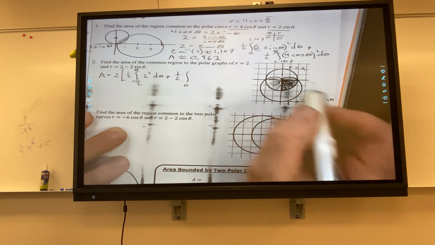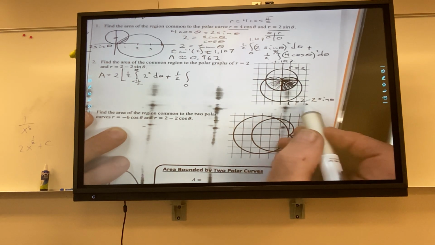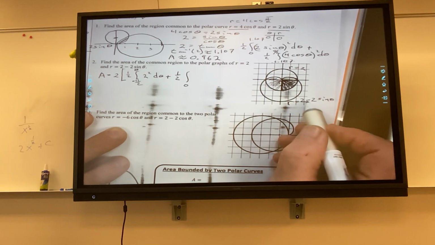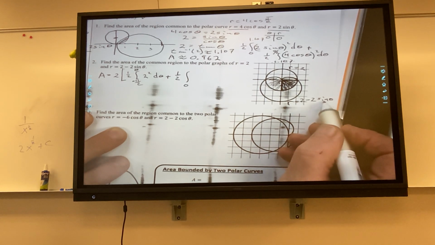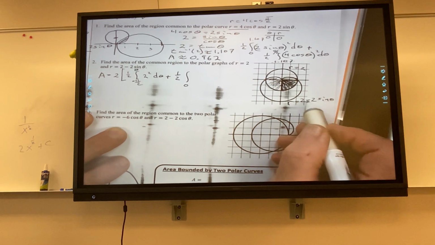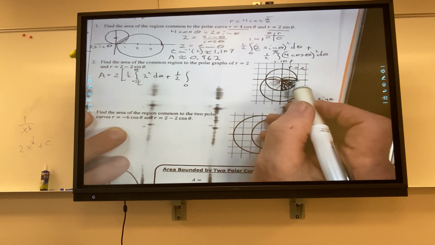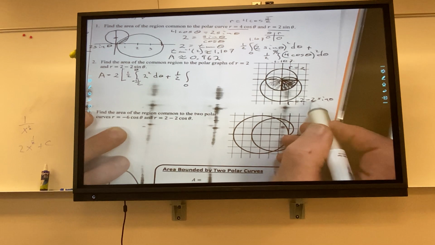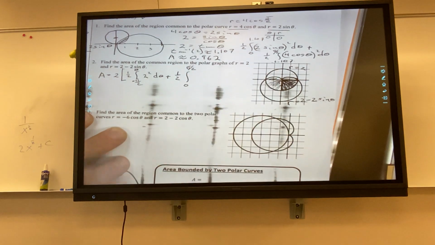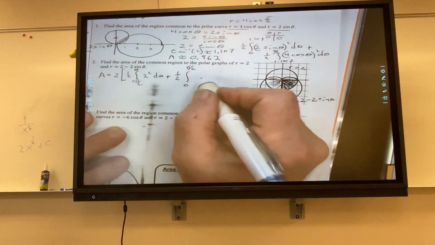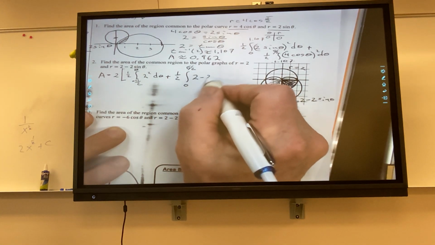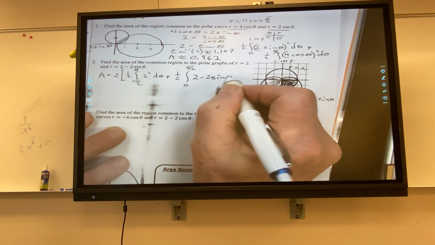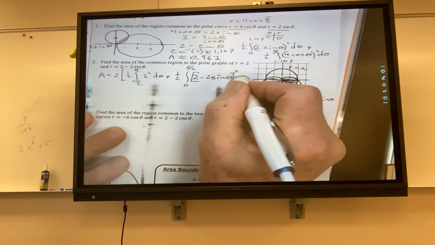So if you take a look, I'm using r is equal to 2 minus 2 sine theta. So when I put 0 in here and start at 0, I'm going to have 2 minus 0. Sure enough, I'm at 2 units out. And when I get to pi over 2, sine is going to be 1. 2 times 1 is 2. 2 minus 2 is 0. So I want to go to pi over 2. And then it's going to be 2 minus 2 sine of theta squared d theta.